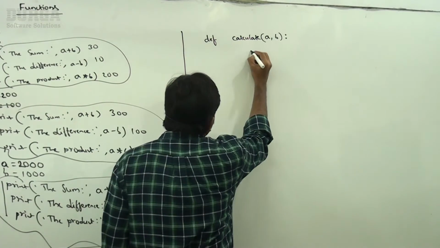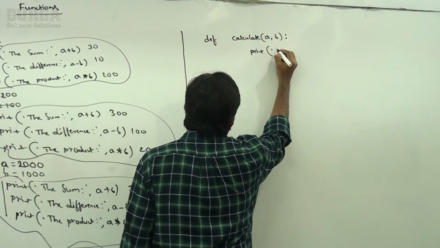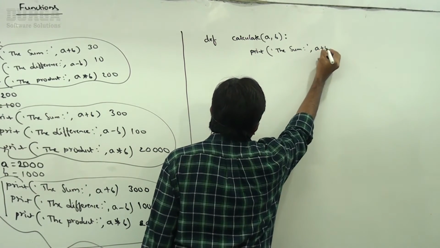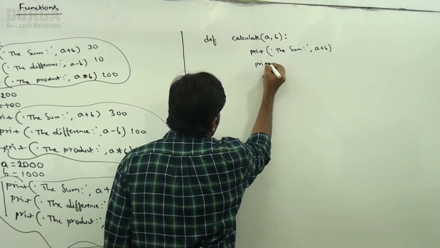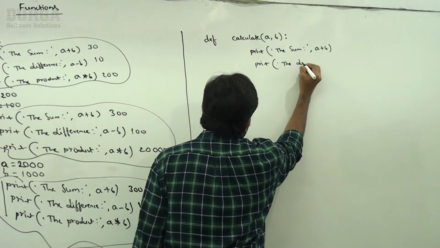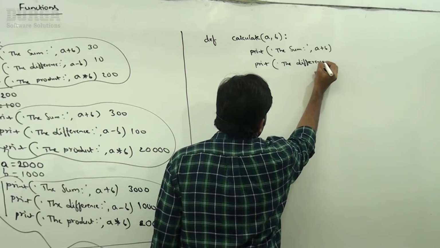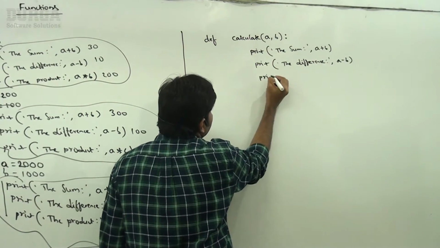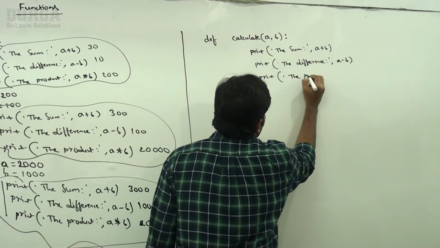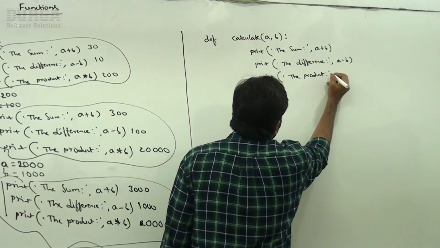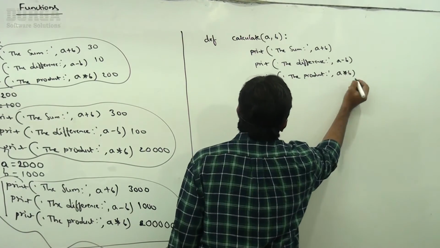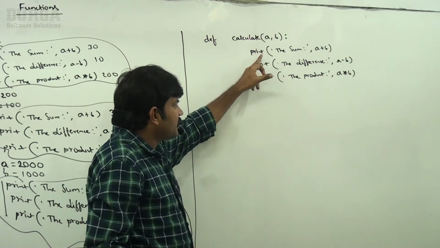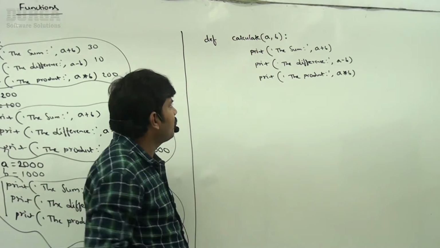Now print the sum, A plus B. Print the difference is A minus B. Next, print of the product is A into B, like this, right? Sir, def calculate A comma B, the sum, the difference, the product, like this I'm taking, sir.